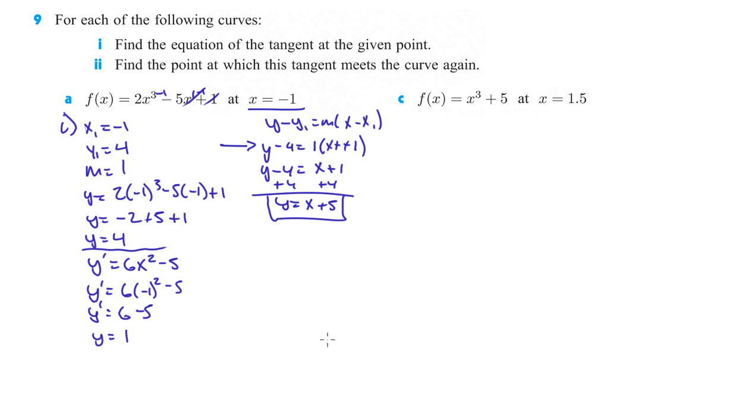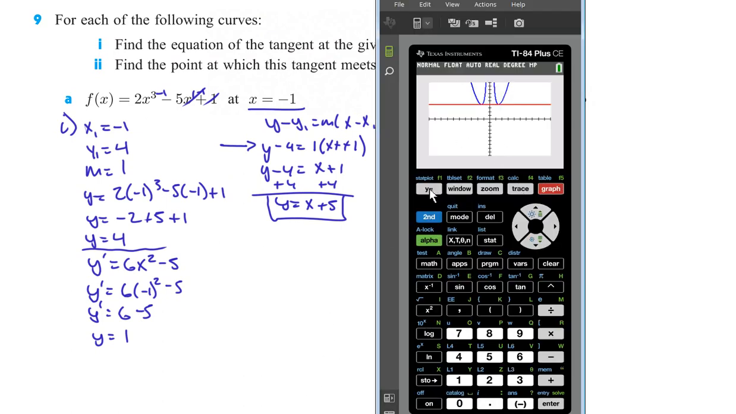Okay? Now for part 2, we want to find the point at which the tangent meets the curve again. Our best bet on that is just to enter that into our graphing calculator. So what we want to do is put the original equation in. We've got 2x to the third minus 5x plus 1 for one equation. And then the second equation, we're going to enter in our tangent function. So we're going to do x plus 5.